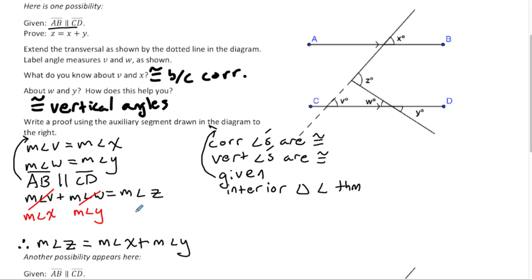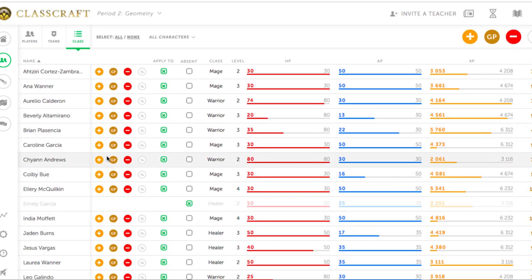I can switch those out, and then it turns into this statement right here. So I don't need a new line here. I just need the reasoning. What are we doing in this process? What is this reasoning called? Colby. Substitution property of equality. There it is, Colby. Thank you.